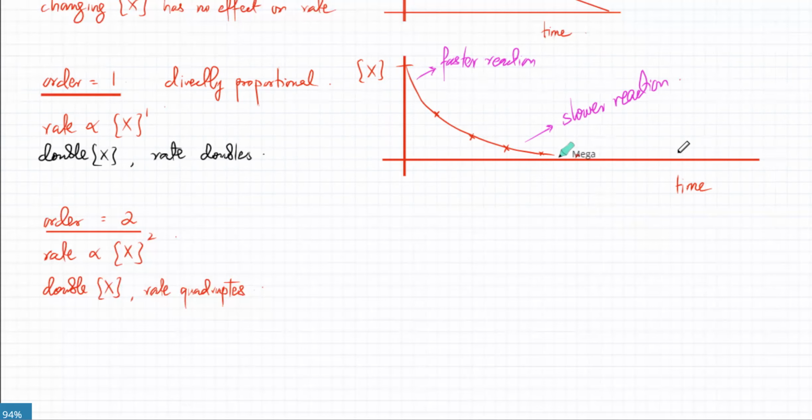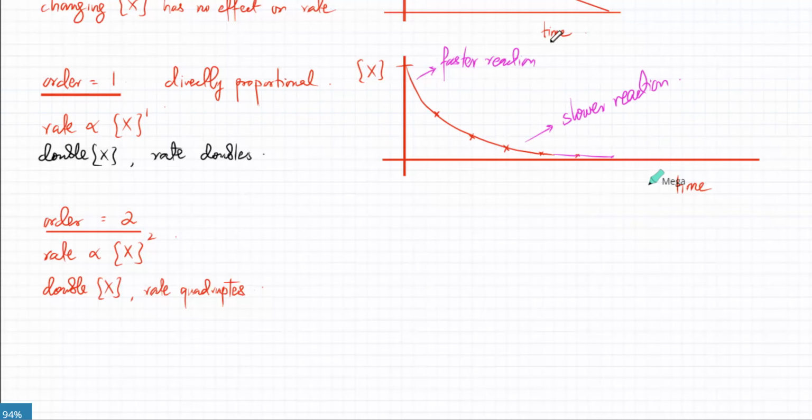So if I try to connect this further, we can go on further. It's going to slow down. Is this clear? Order 1, the graph for order 1. Yes or no? Is this clear?